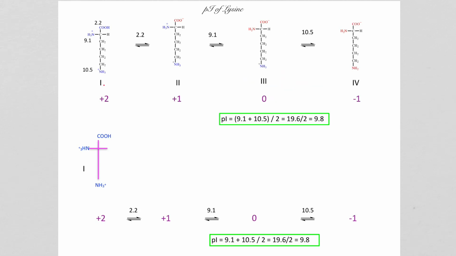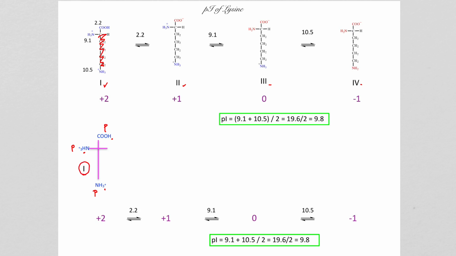So writing all these structures, 1, 2, 3, 4 in case of lysine, and then determining the pI is quite a long and tedious method. There's a simpler way of doing this. All we have to do is write the structure where every group is protonated first. Okay, so just look at only the groups that have pK values. You can just ignore the rest of this structure. Okay, so this is your structure number 1.